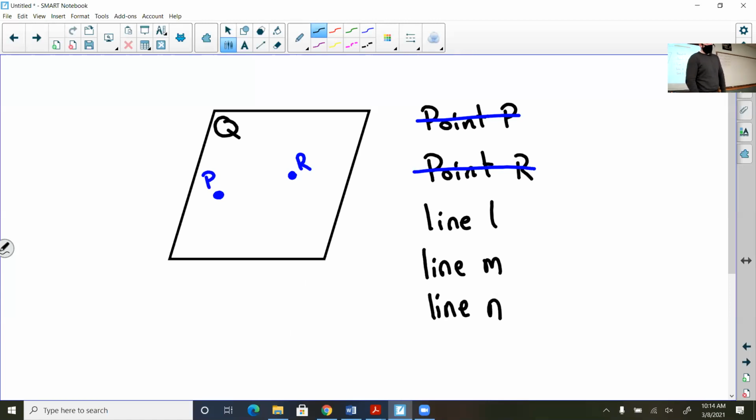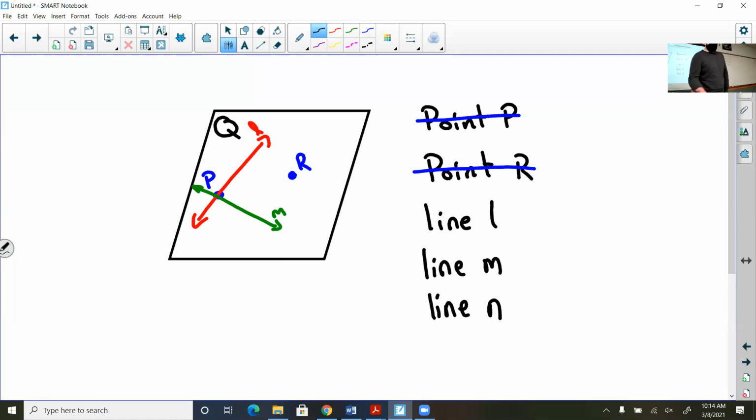Lines L and M intersect at point P. So that means that line L and line M have to cross at point P. So I'm just going to draw it. I don't know if this is right or not. I'm now going to use that cursive L and then also line M. So I'm going to draw another. I got more colors. We'll do green for line M.